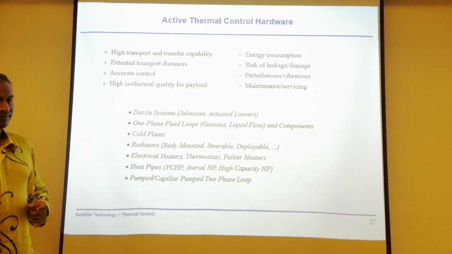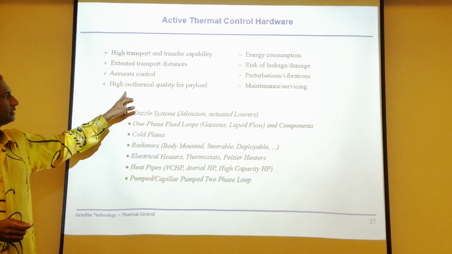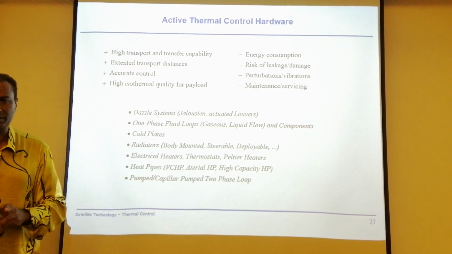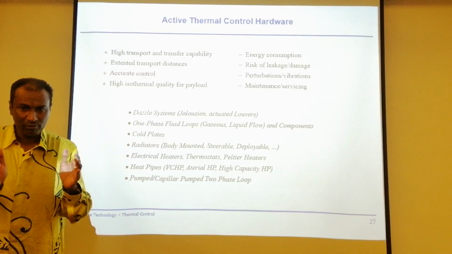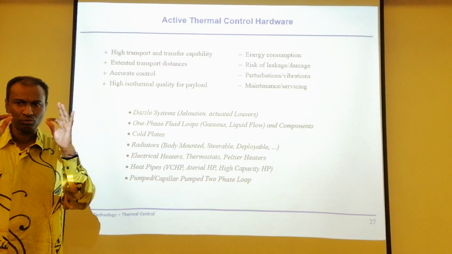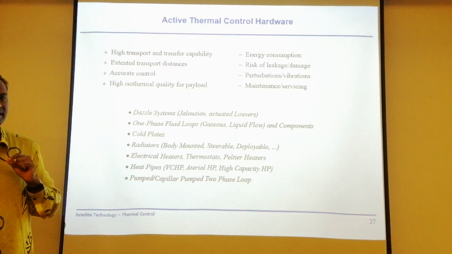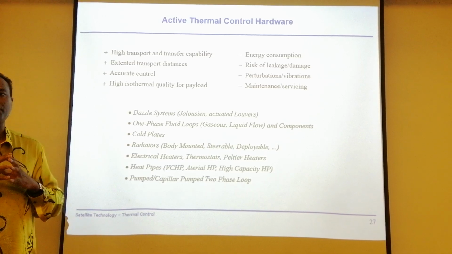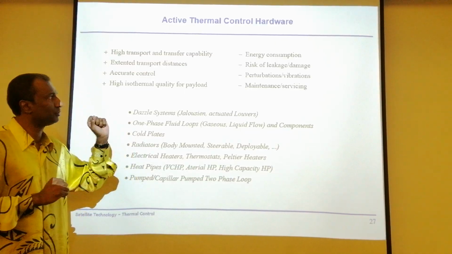Accurate control: you will have devices, so the fluid flow will be controlled. High isothermal quality. Isothermal quality means what? Your payload's temperature variation is so tight, so minimal. So if you have a very tight plus or minus temperature requirement to maintain, maybe for optics, for example, then active control is important.